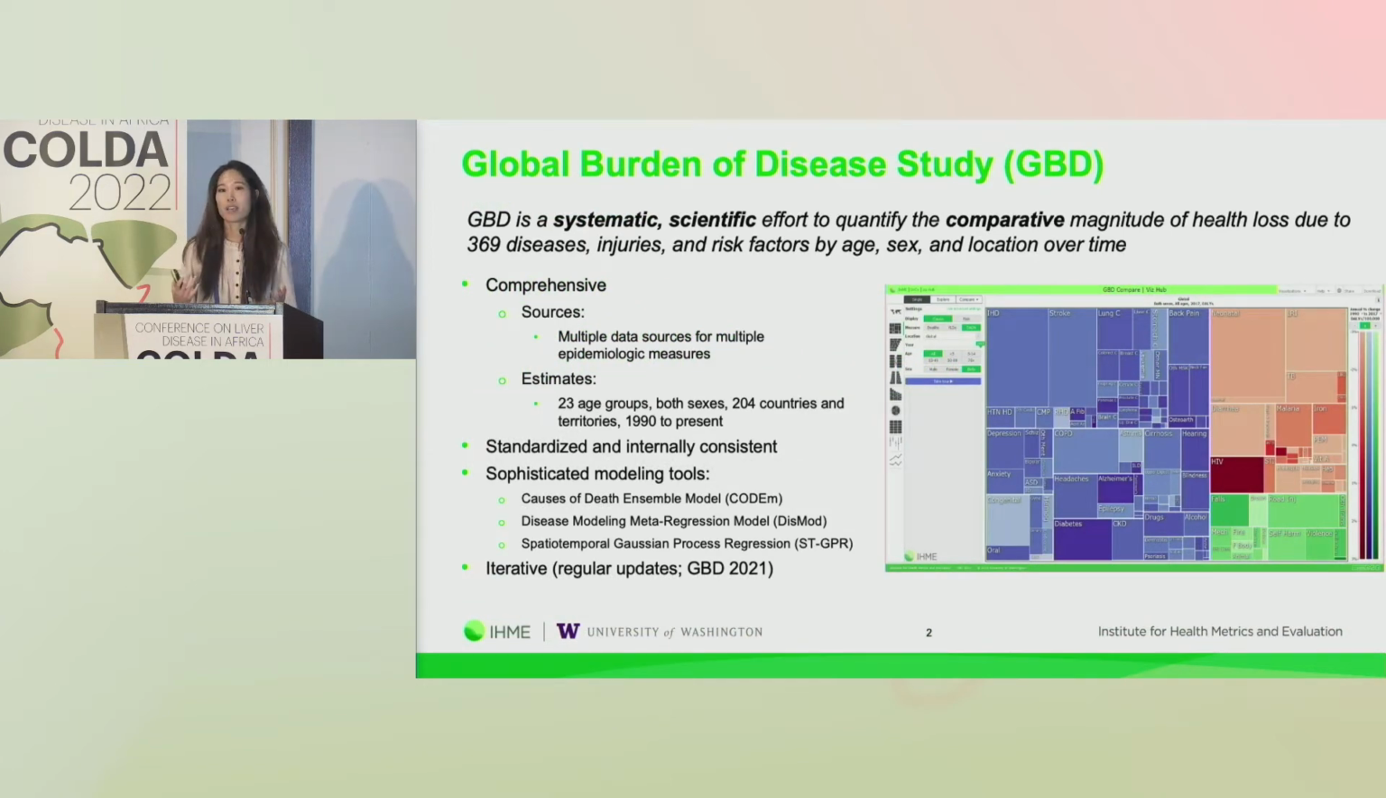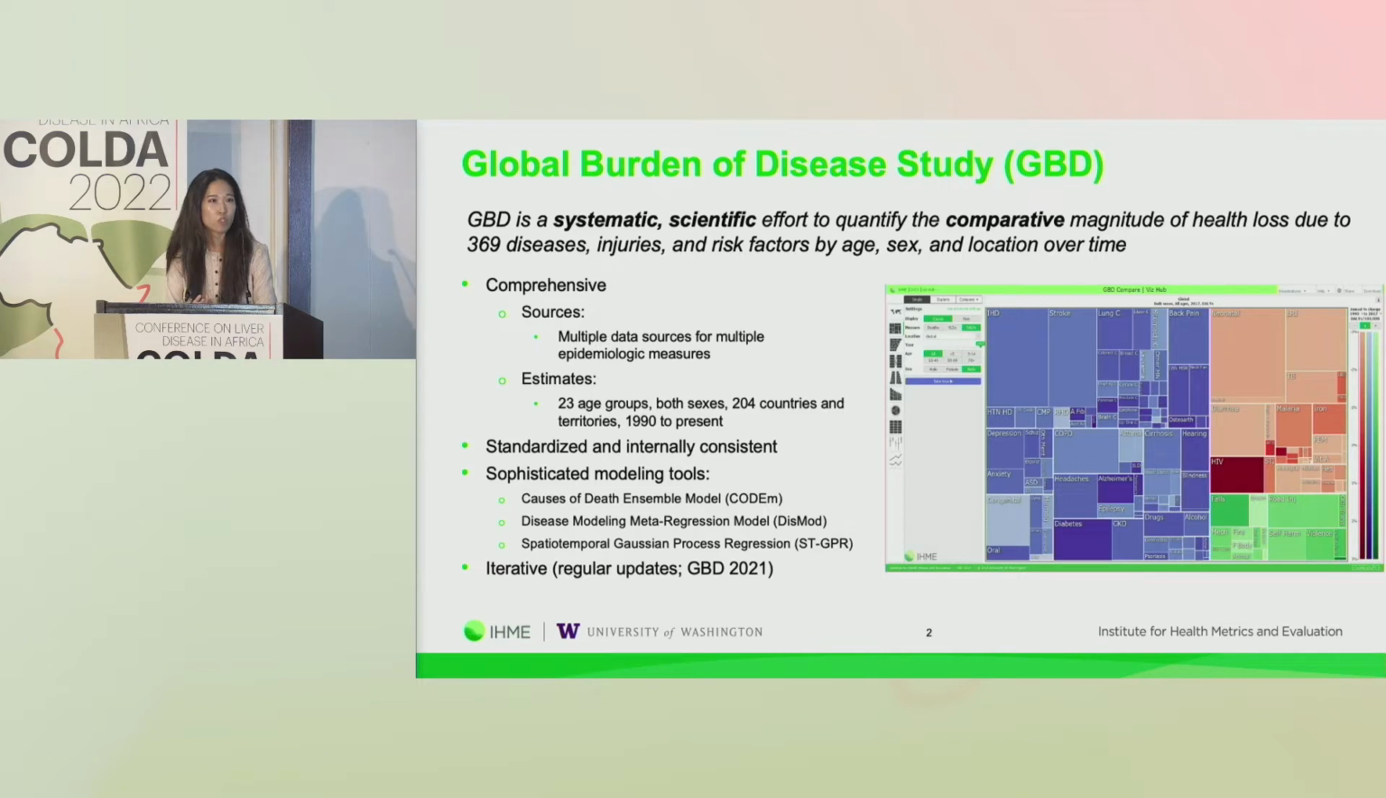So I want to start by giving you a quick introduction of what GBD is and how our work in GBD fits into the ongoing conversation we've had in the past 2 days about some of the challenges that many African countries have been facing in terms of data collection and policy decision-making to eliminate hepatitis in the continent. GBD is defined as a large systematic scientific effort to quantify the comparative magnitude of health loss due to 369 diseases and injuries and risk factors by age, sex, and location over time.